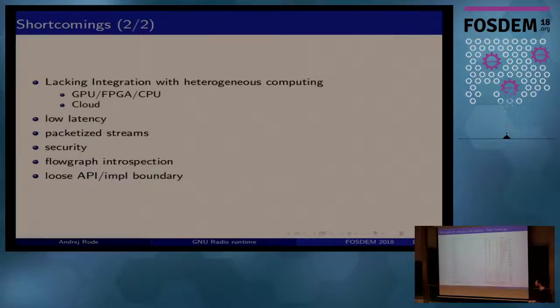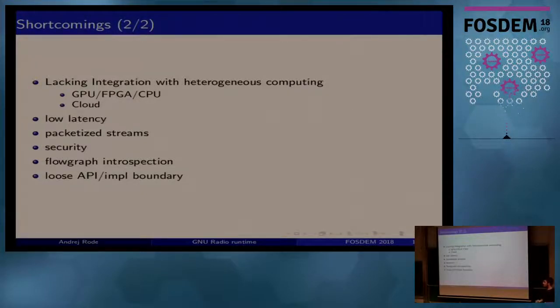Then some other shortcomings people encounter and also solve in their own project is the integration with other heterogeneous computing. If I don't only have one CPU, I want to use a GPU, I want to use an FPGA or other DSP coprocessors. There's no way of handling these custom DMA buffers in GNU Radio. So people come up with solutions.